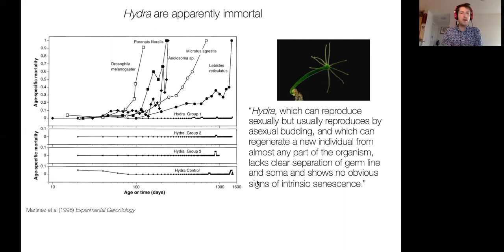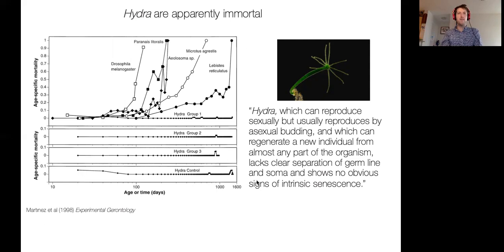Microtus is a vole, a little rodent. And they started off being all alive in this lab population. And by maybe a year or so, all the Microtus have died. All the voles are dead. And that is the common pattern in these lab organisms. Hydra, on the other hand, have just this flat line. They're all still alive. And they did this multiple times for different groups, different controls.